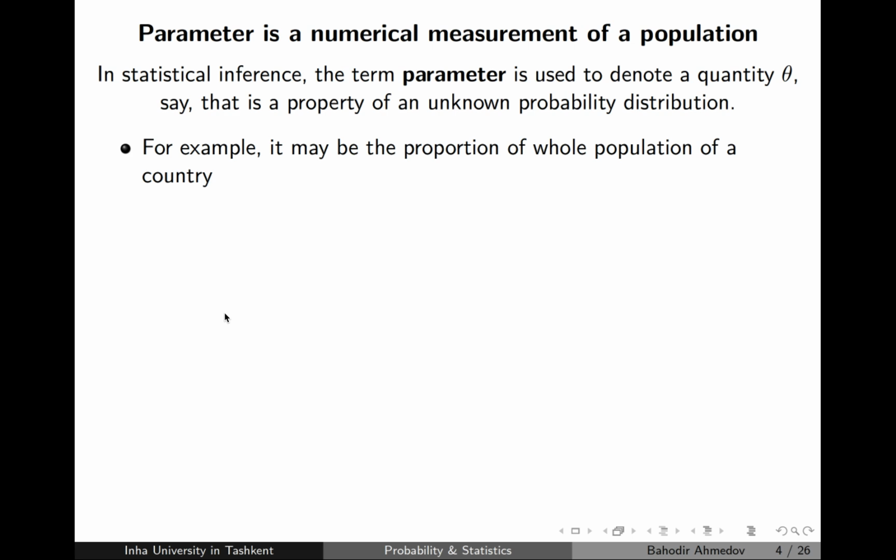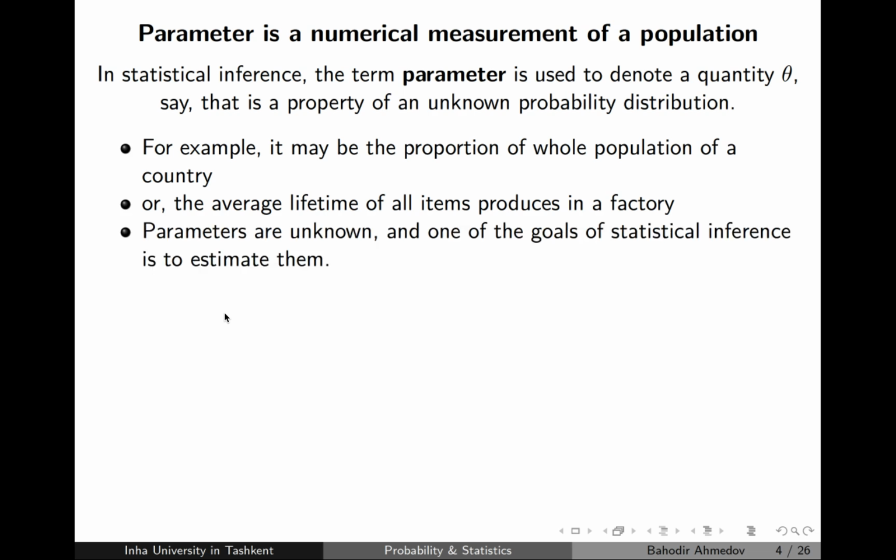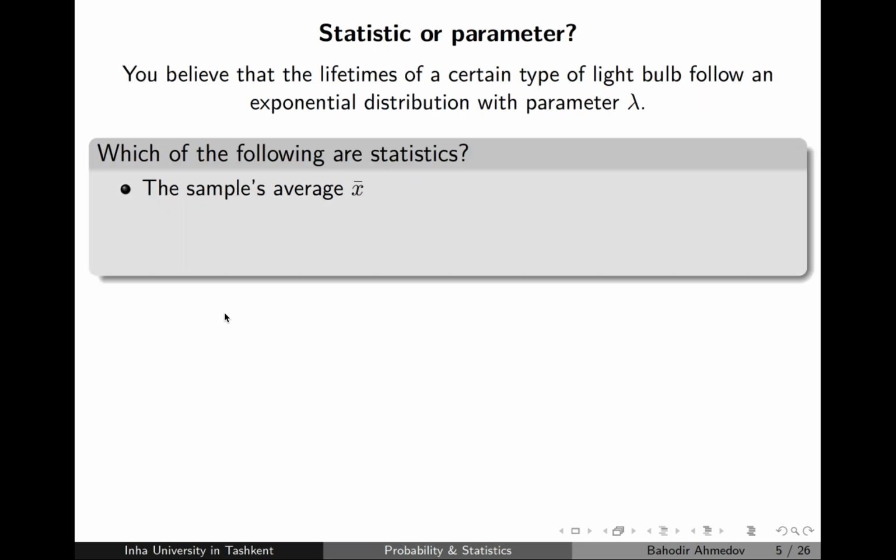Basically, it's like the mean of the whole population of the country, or all the students in the country, all the students in this university, and so on. Or, for example, the average lifetime of all the items which are produced in the factory. This kind of numerical measurement is called a parameter.